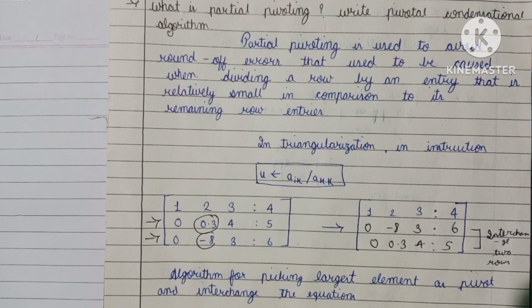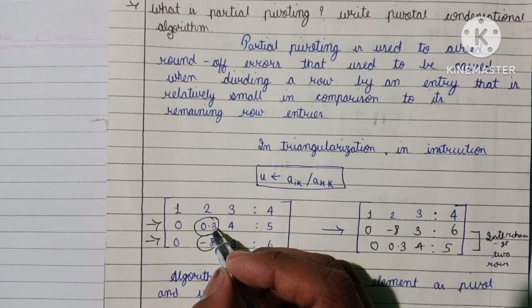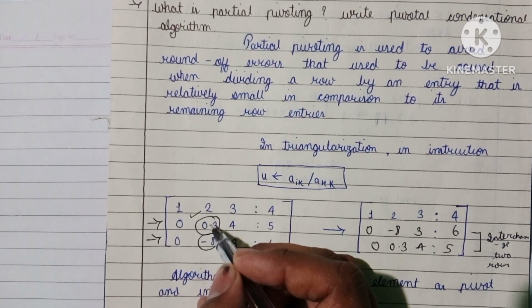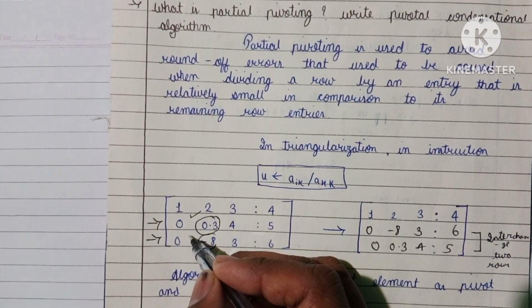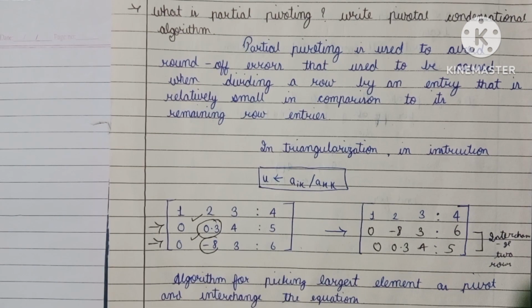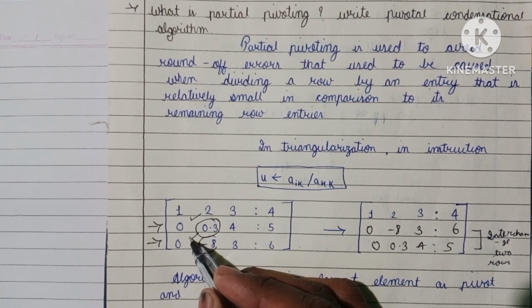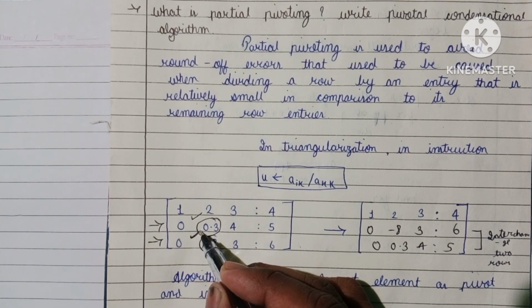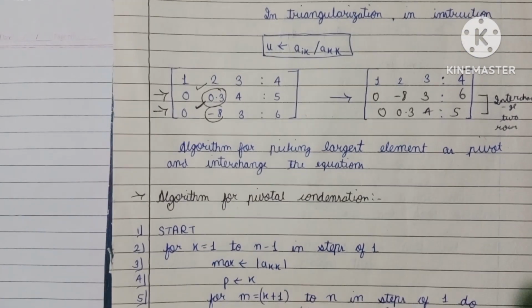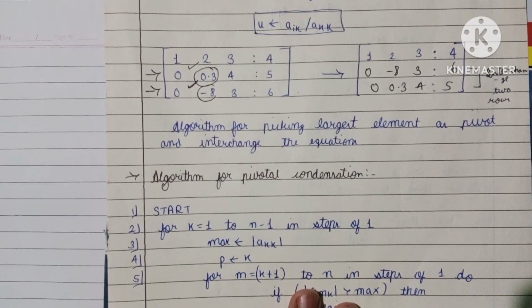So we did this partial pivoting because by solving this matrix the pivot element is becoming 0.3, which is smaller than the next element -8. So by this interchanging of rows we get -8 as the partial pivot element, and we can get to our meaningful results. Now we will see the algorithm for picking the largest element as pivot and interchanging the equation.